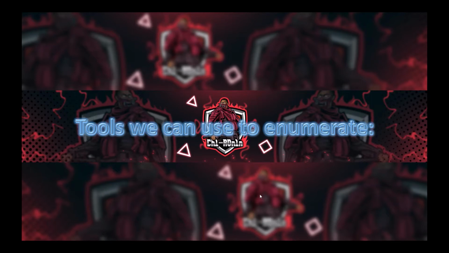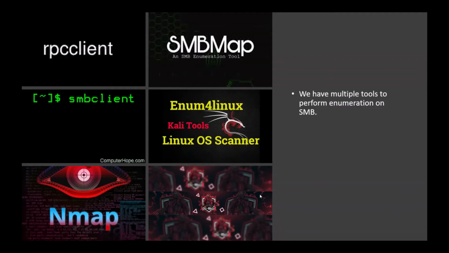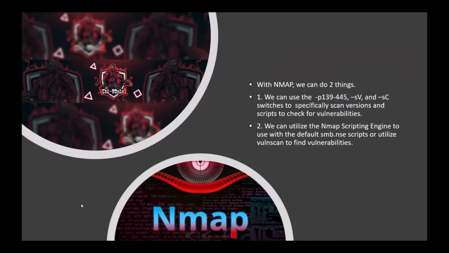Now, what tools can we use to enumerate it? Well, thank you for asking, because there are a lot. We have Rpc Client, we have SMB Map, we have SMB Client, Enum for Linux, and we have NMAP. Now for NMAP, I'm referring to the NSE, NMAP scripting engine. Let's go to the next slide before I stutter some more.